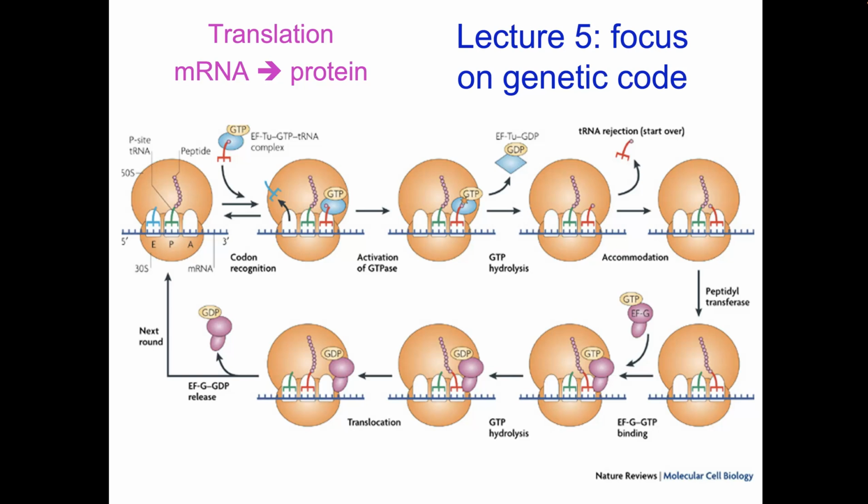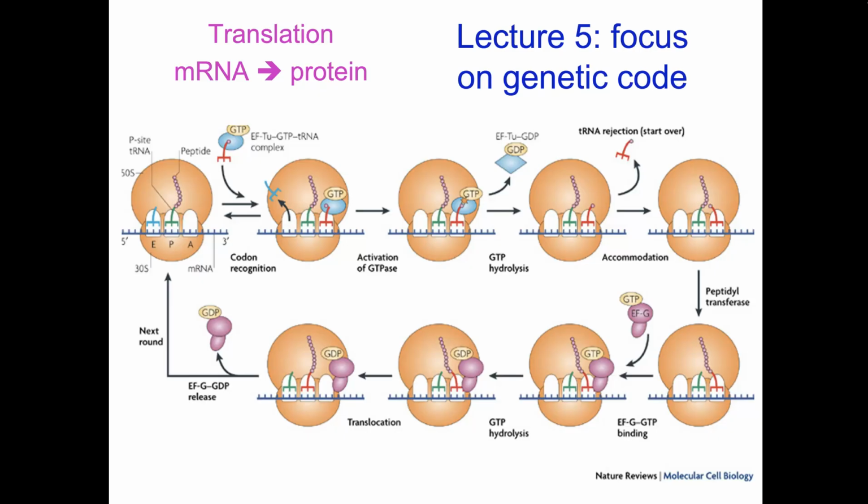This is going to be preparation for lecture 5. I'm going to spend time, 3 lectures, going through translation and looking at 3 different aspects, the first one is the genetic code, how it works, and some of the evidence that demonstrated the correct way it works.